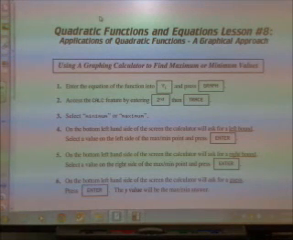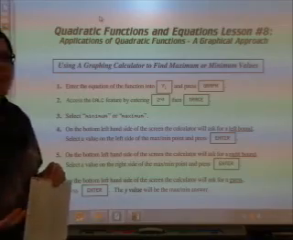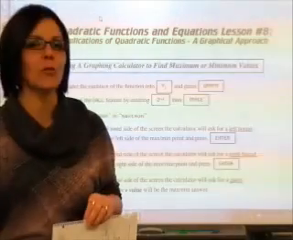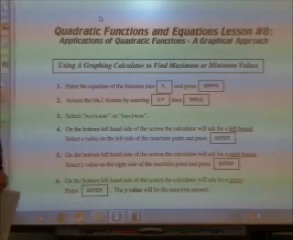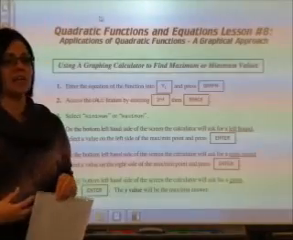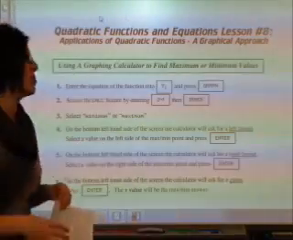Lessons 8 and 9 are application sections. So it's connecting quadratic functions with real life scenarios in which you could use a quadratic equation to solve for the problem. Lesson 8 looks at using a graphical approach, whereas lesson 9 will look at an algebraic approach.